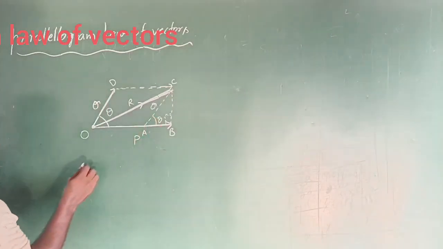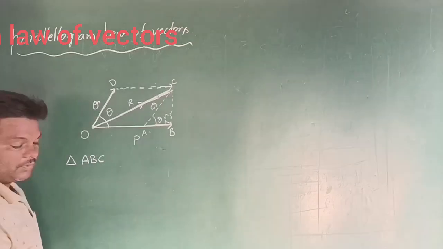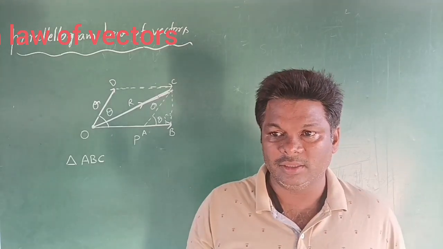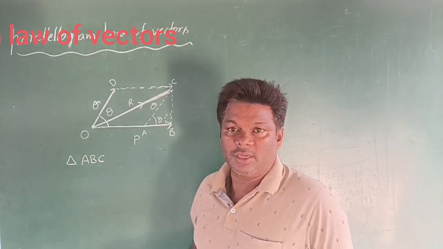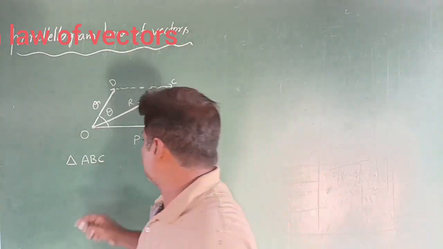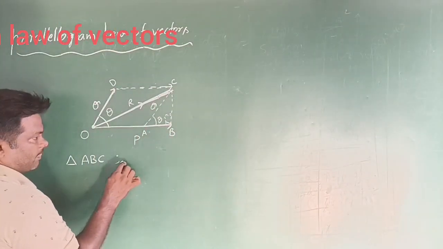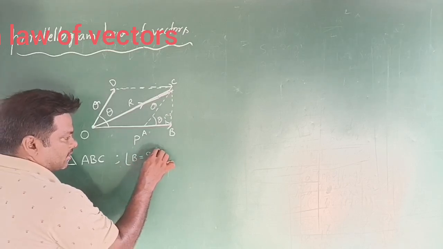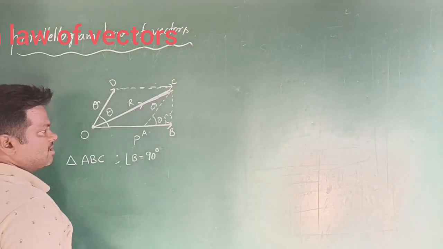Now observe triangle ABC. From this, what are we going to calculate? When the given vectors are acting along the adjacent sides of the parallelogram, then the resultant will be the diagonal of this parallelogram. Okay. Look, in triangle ABC, what is angle B? Angle B is equal to 90 degrees. So is it a right angle triangle or not? Yes, this is a right angle triangle.